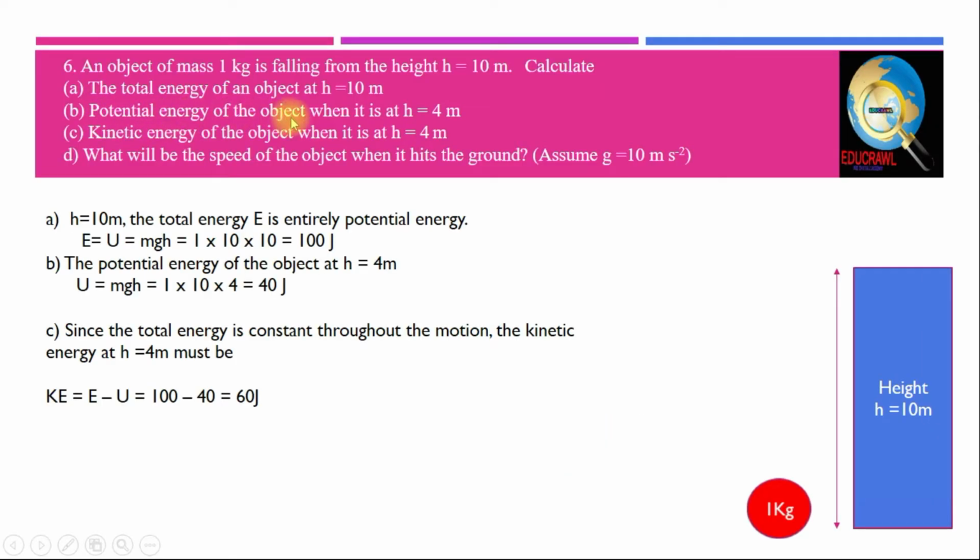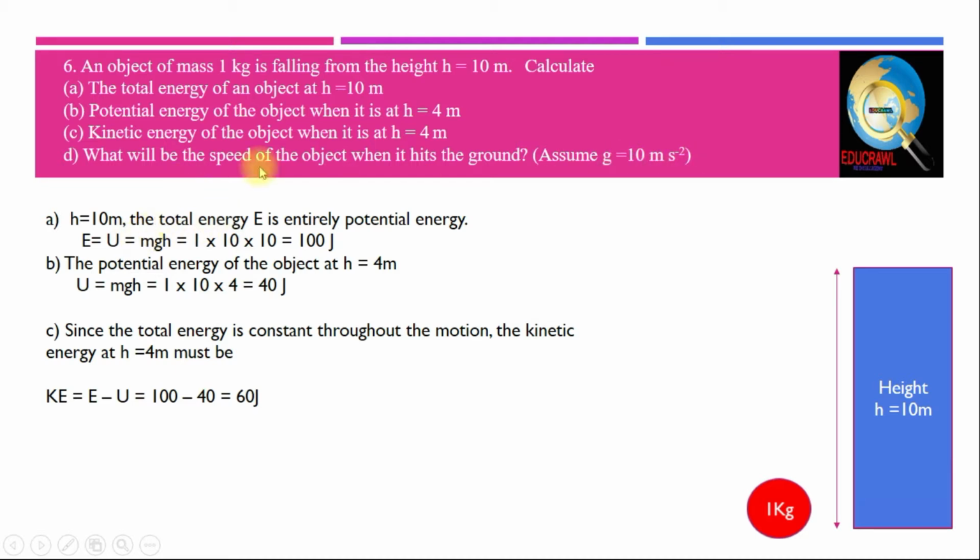Next you have to find the potential energy when it is at a height of 4 meters. Then the kinetic energy of the object when it is at a height of 4 meters. And what will be the speed of the object when it hits the ground? The g value is given as 10 meter per second squared.